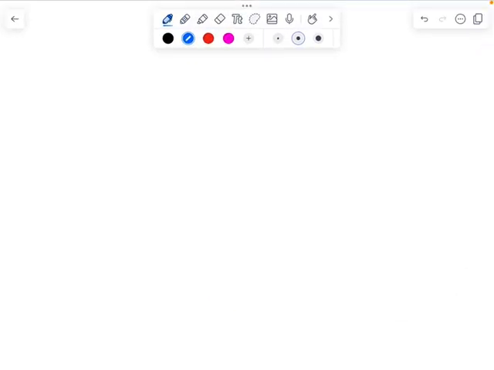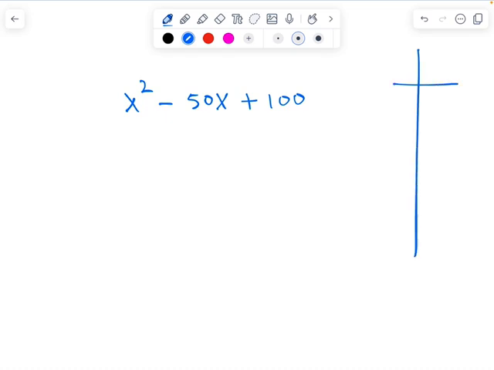Hey guys, just making a short video here to talk about end behavior of polynomials. Let's say you have a polynomial like this: x squared minus 50x plus 100. So in this example, let's see how it behaves when x is 0.